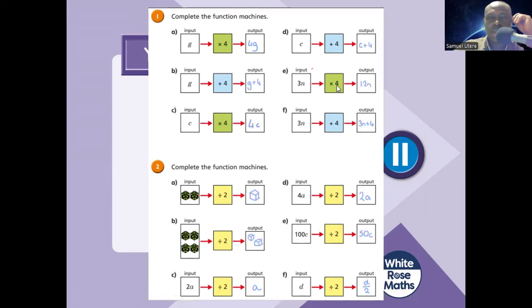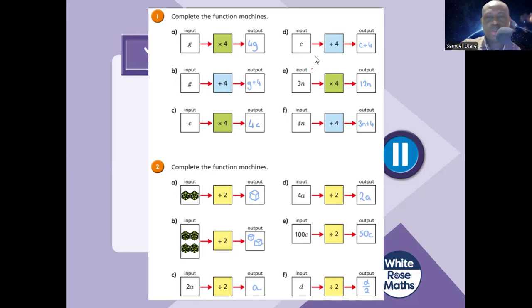All right, look at these. So here we have G times 4. Remember, we're working with function machines, but this time we're putting letters. So the term G times 4 will simply be 4G. If you remember, we always write the number before the letter. Then this one is C plus 4. C add 4.